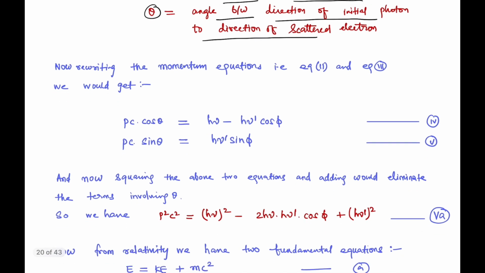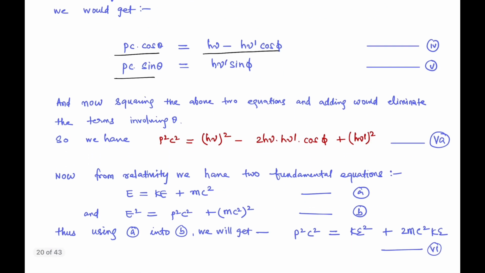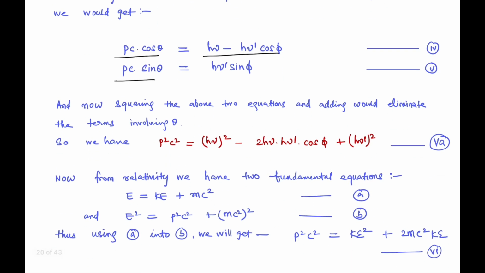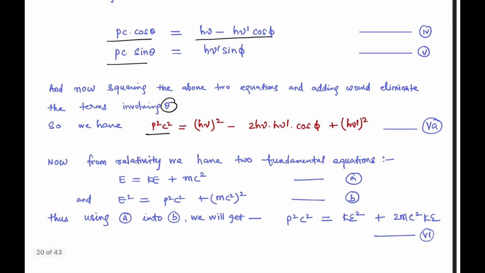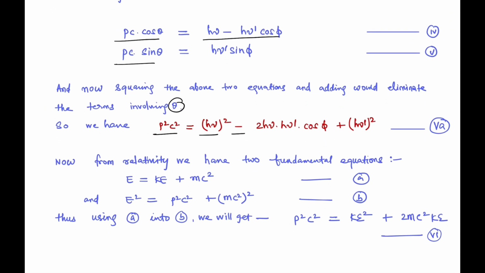Now when you rewrite the momentum equation, you will simply get pc cos theta is equal to h nu minus h nu prime cos phi, and pc sin theta is equal to h nu prime sin phi. So now when you square the above equations and add them, the term including theta will get eliminated, because you know cos square theta plus sin square theta is going to be 1. You will simply get P square C square, and on the right hand side you will get h nu whole square minus 2 h nu into h nu prime cos phi plus h nu prime whole square.